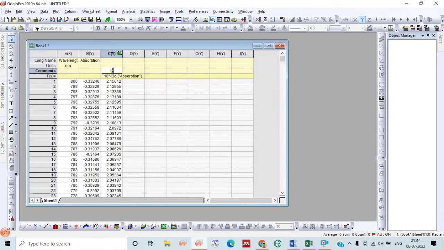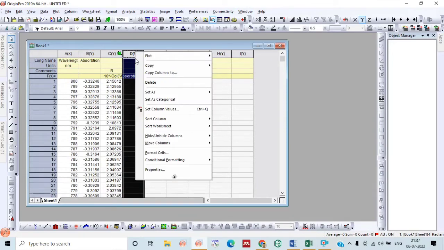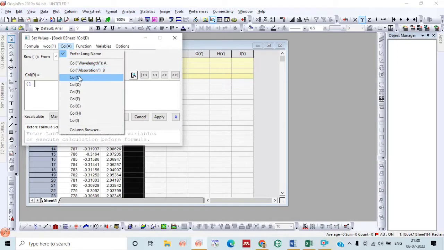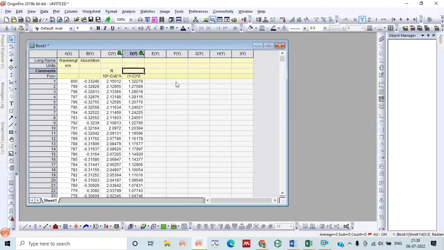Now select column D and set the column value, that is 1 minus column C to the power square. That is 1 minus R squared.